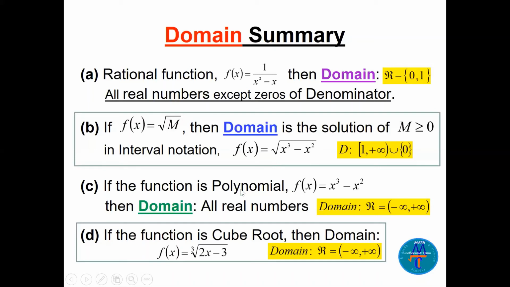Now, if the function is a polynomial like this, you have seen polynomials in lecture 9, in the algebra course. Polynomial, there are no radicals, there are no fractions. All the powers here are 0 or positive integers. So the domain is R, all real numbers. No problem. Put any x there, you will get y. Also, if you have a cube root, or the index is odd here, the domain is all real numbers.